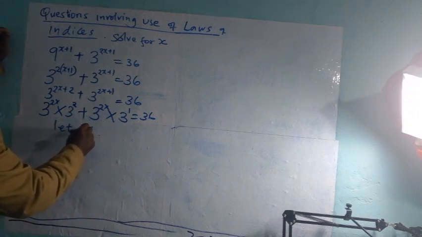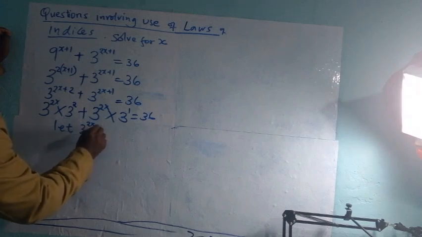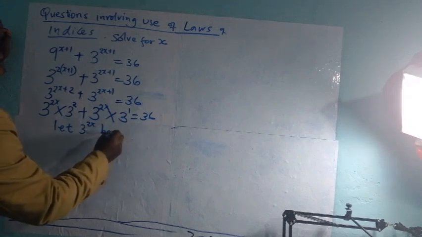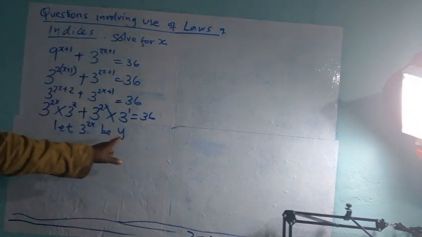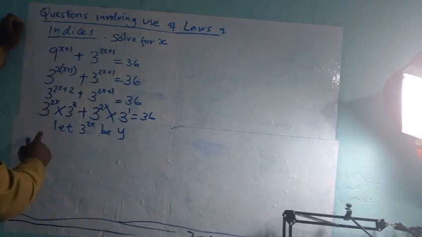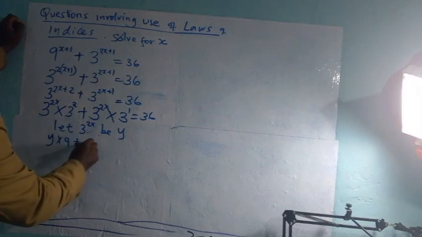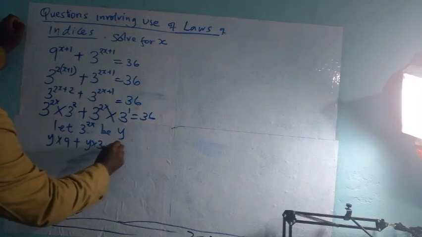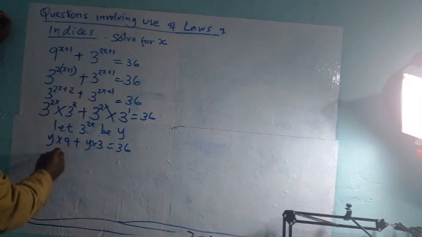Once you have done that, now you can let 3 raised to power 2x be y, any letter of your choice. Where you see 3 raised to the power 2x, substitute with y. So this is y times 9 plus y times 3, and the answer is 36. That is 9y plus 3y.